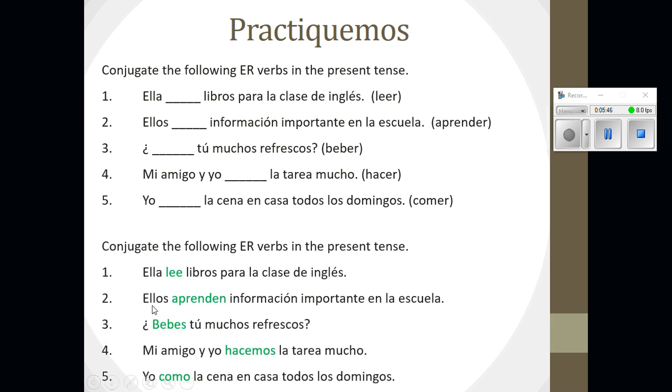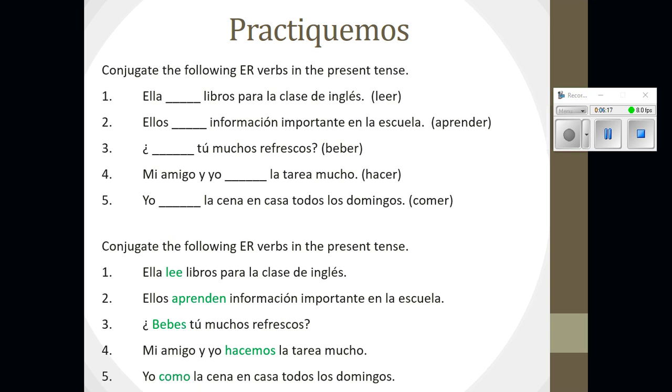Okay, número 2. Ellos aprenden información importante en la escuela. They learn important information in school. What we've done is we've dropped the ER from aprender and added EN to match ellos. 3. ¿Bebes tú muchos refrescos? Do you drink a lot of soft drinks? Again, remember we've talked about how in a question, the subject pronoun will come after the verb, so notice tú came after. And the form of the verb beber we need is bebes. Drop the ER and add ES.